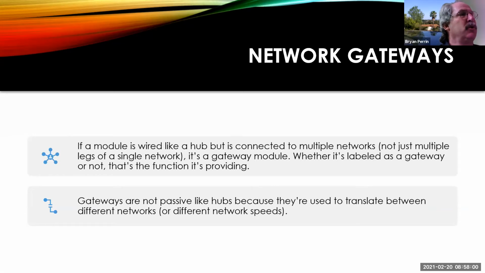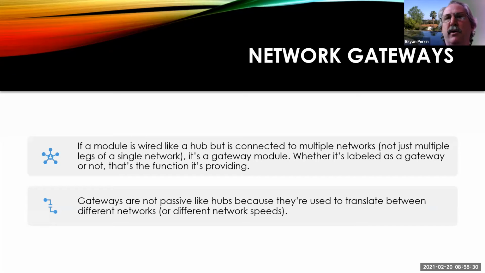So if a module is wired like a hub but connected to multiple networks, not just multiple legs of a single network, it's a gateway module. Whether it's labeled as a gateway module or not, that's the function it's providing. So a gateway module is a translator. A gateway module is connected to more than one network, which means it speaks more than one language, and it can be attached to 3 networks. And we've seen that. So a gateway module translates.